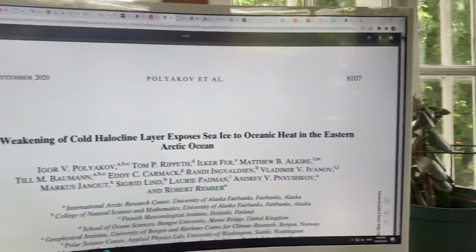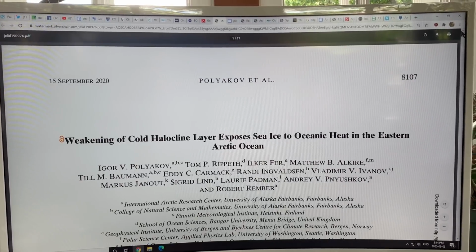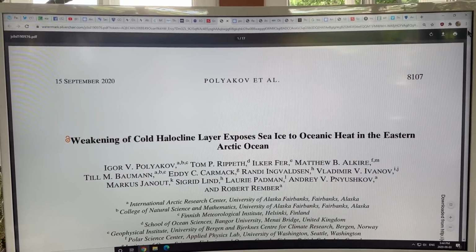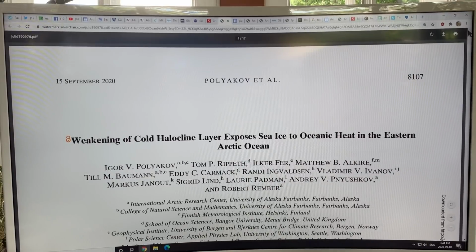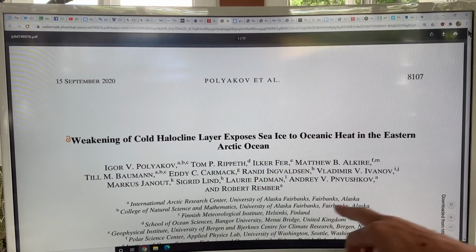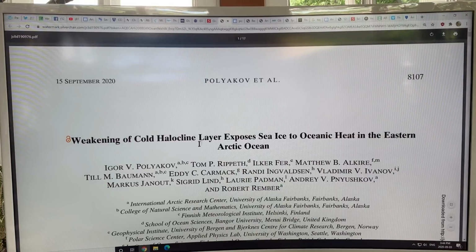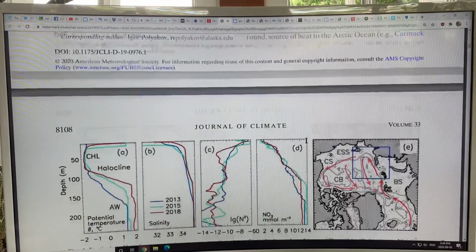So this is a paper, and I've talked about it quite a bit in the previous video, but it's by a whole bunch of authors from University of Alaska: Weakening of the Cold Halocline Layer. The halocline again is fresher water at the surface, very salty water deeper down, and a very sharp transition. That's called the halocline. And as the layer weakens, the warm Atlantic water from below the sea ice is coming up, and it's contributing to significant melt in the Arctic Ocean.